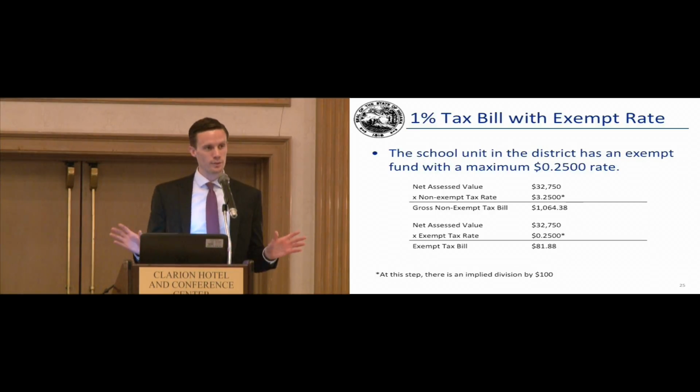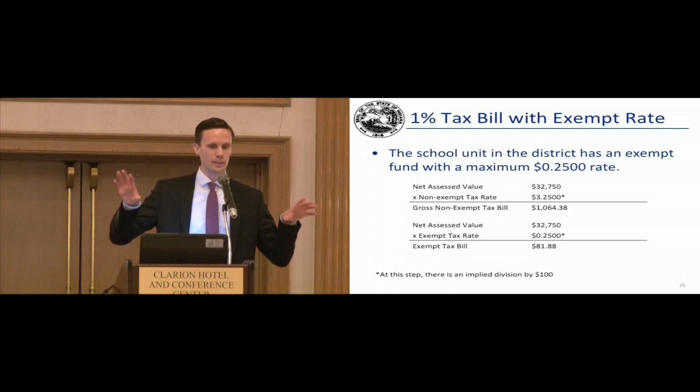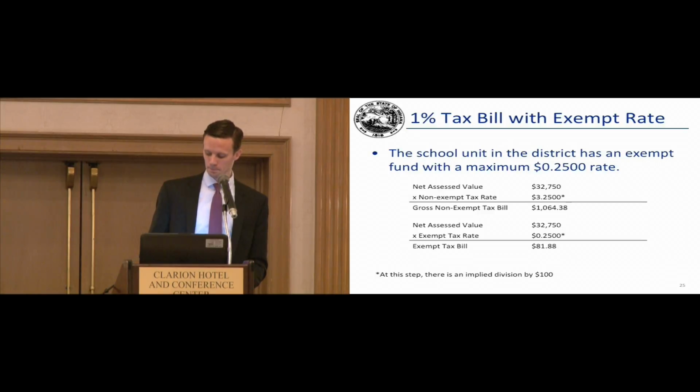Thinking exclusively about their non-exempt tax rates, we can multiply the net assessed value by that non-exempt tax rate and come up with a gross non-exempt tax bill. That's not necessarily a real phrase, but it's one that applies here. We can do the same thing with the exempt rates. We can take that same net assessed value multiplied by the exempt tax rate for that taxing district and arrive at $81.88, which, if they were billed separately, would be their tax bill.